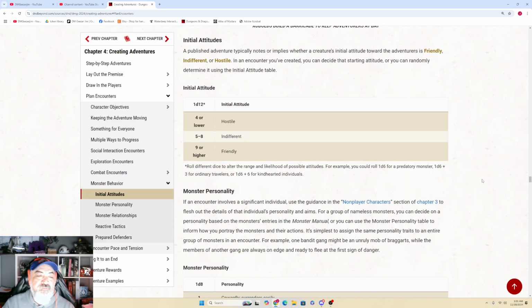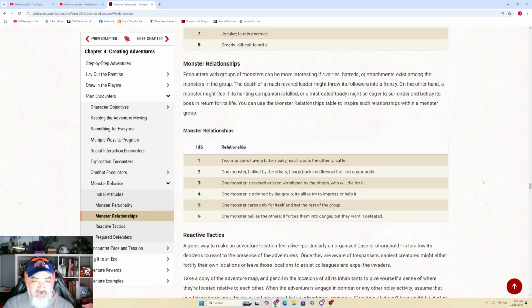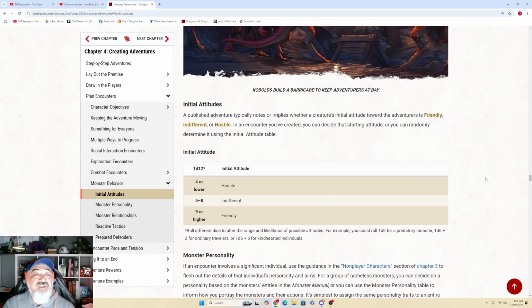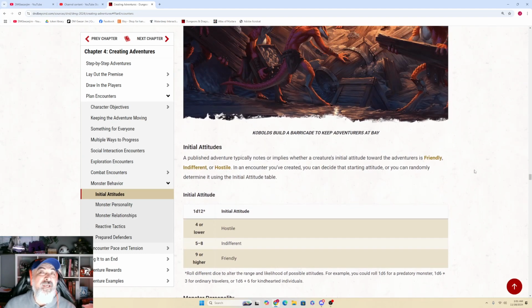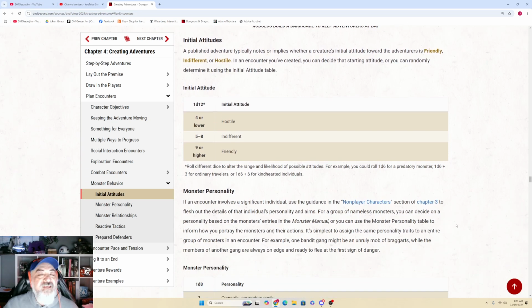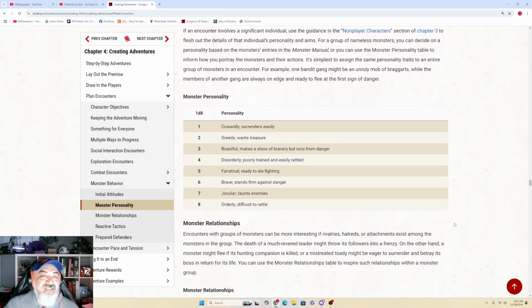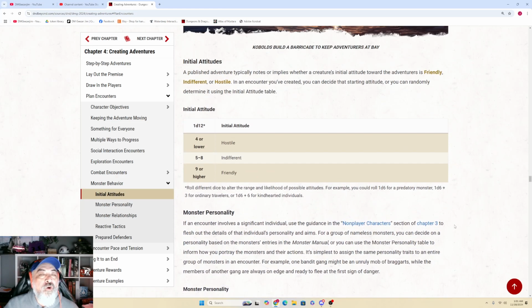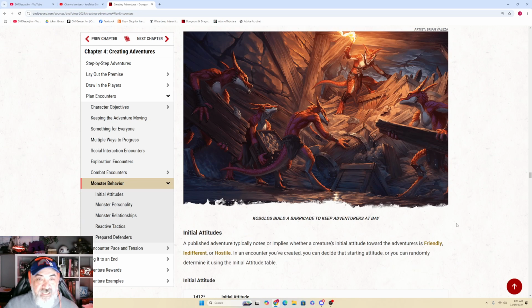Monster behaviors. This was a waste of a section, in my opinion. Mainly because you should know what the monsters are doing in the adventure that you're designing, and you should know why they're in a given position because you're kind of putting it together as a DM. If you are genuinely randomly generating your stuff on the go, and I salute you if you're running that, this could be a helpful set of tools. Other than that, the initial attitudes, the personalities, all of this is not necessary for combat encounters.